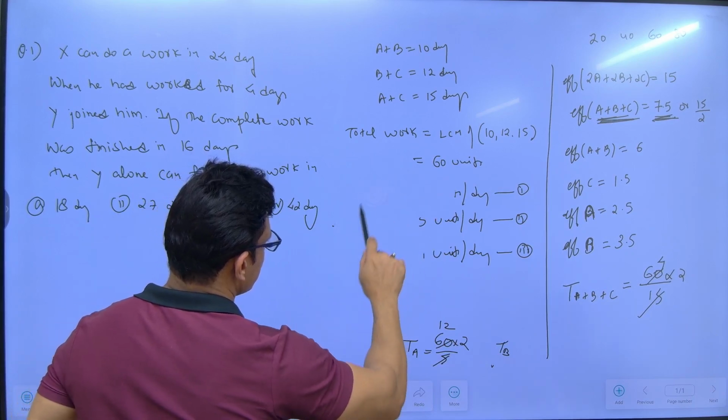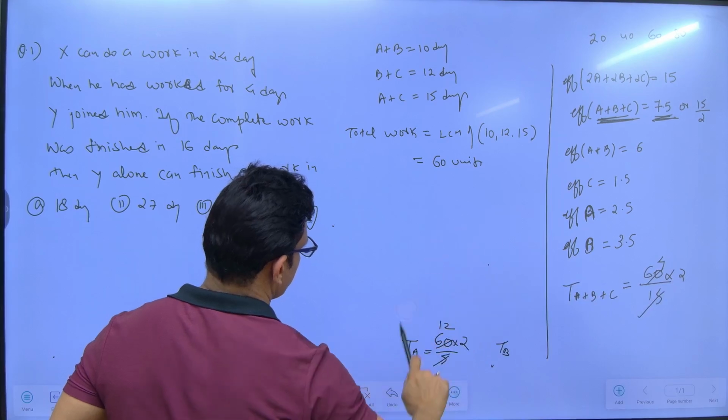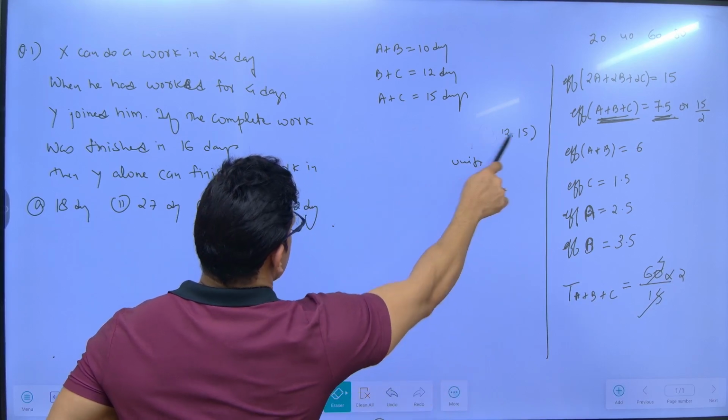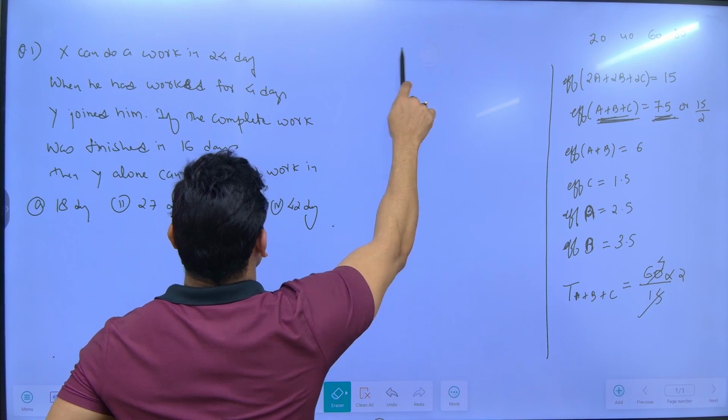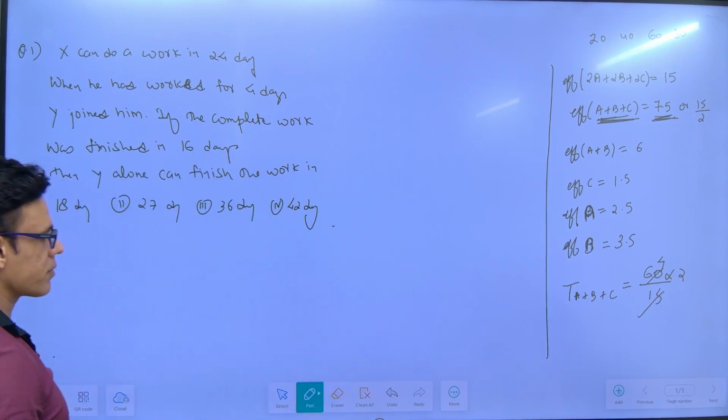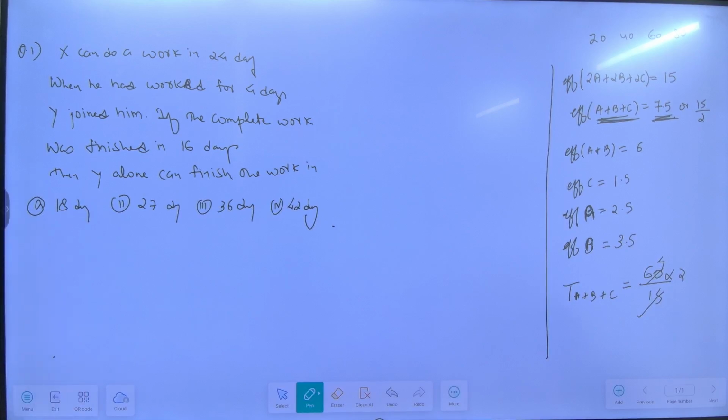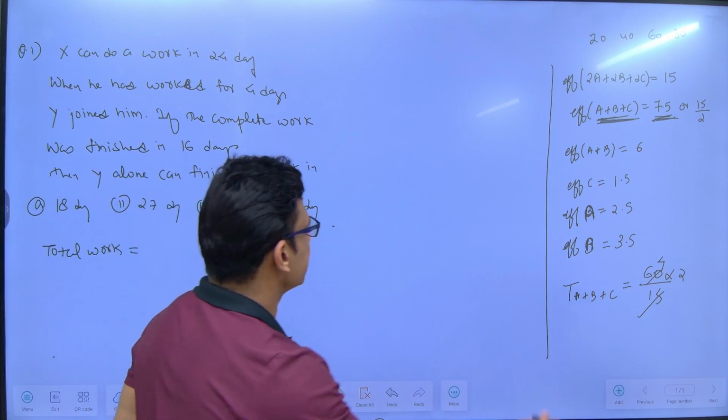Look at the question of the next one. Yeah, this question. Pay attention to this. First, I'll tell you the conceptual way of solving this question. You take total work as the LCM of all the numbers. So the numbers you can find are 24, 4 and 16.